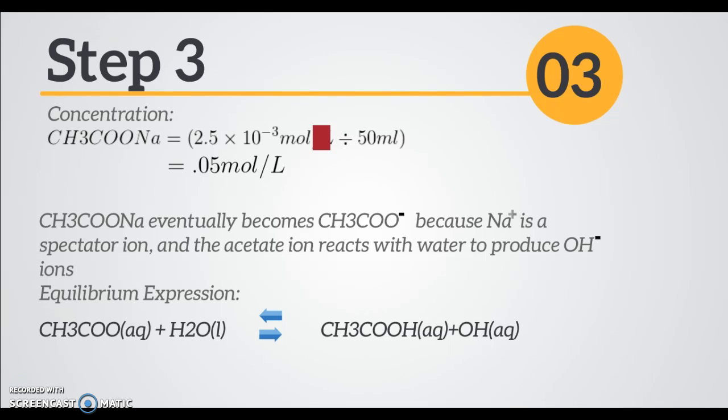The third step is to figure out the concentration of the salt, so we divide moles per volume, and that equals 0.05 moles per liter. It's also really important to know that the salt eventually becomes the acetate ion, because sodium is a spectator ion, and the acetate ion now reacts with the water to produce hydroxide ions. Over here at the equilibrium expression, we can see that acetate plus water equals acetic acid plus hydroxide. The water has donated a hydrogen to the acetate ion to make acetic acid.